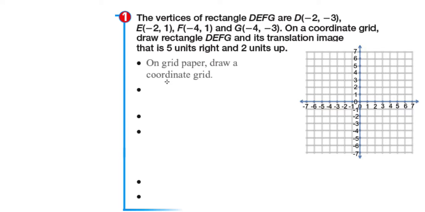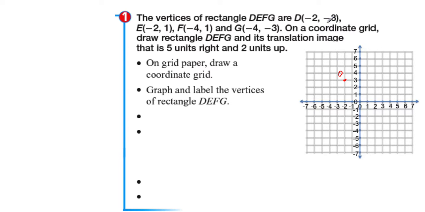First thing we need to do is draw a coordinate grid on grid paper, like what you have there. Second thing we need to do is graph and label the vertices of rectangle DEFG, and we'll do that now. Point D is negative 2, 3. Negative 2, 3 is right there. That is point D.